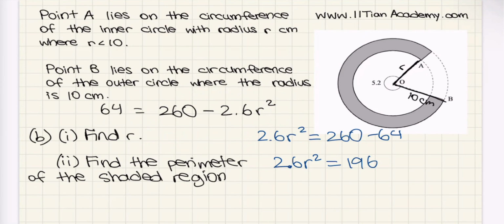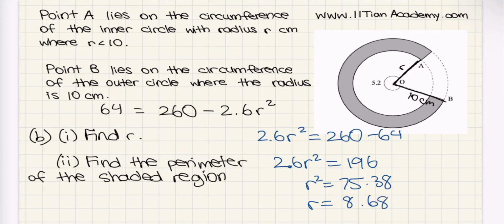Now, if we divide both sides by 2.6, we get about 75.38 approximately. And then that would make r the square root of that. So let's square root both sides. And we get that the radius is about 8.68 approximately.